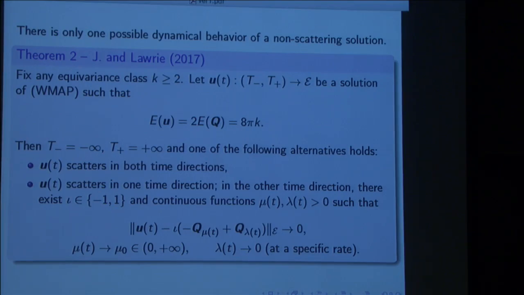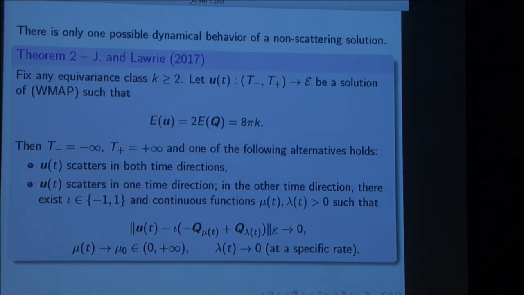Now, a second result is that we can classify any solution. We can say what can be the dynamical behavior of any solution of this energy, 8kπ. And there are essentially two possibilities. Of course, we can have scattering. This would be a typical solution. But we know that there are solutions which don't scatter, because we saw in the previous theorem. But we can say what exactly they have. Any such solution has to have a specific behavior. And this is exactly the behavior which we saw.